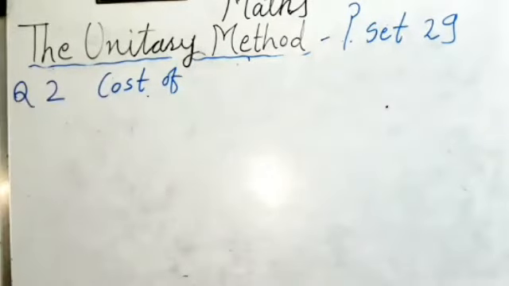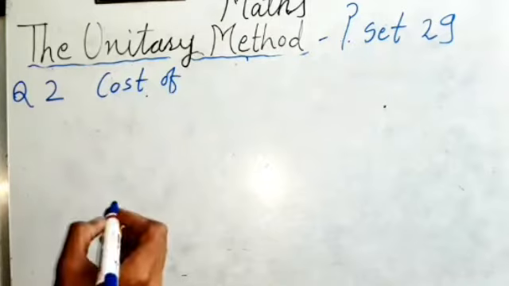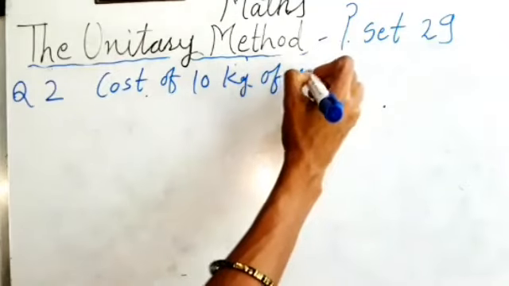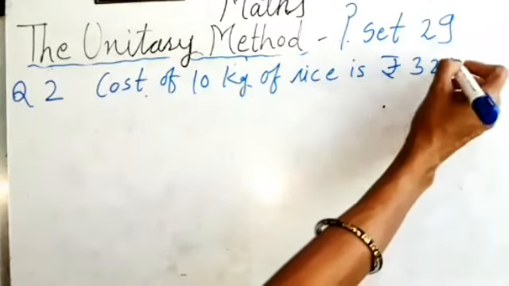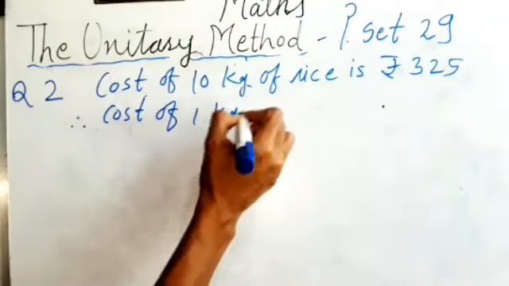Next, question number 2. Find the cost of 8 kg of rice if the cost of 10 kg is rupees 325. So see, first we write what information is given: the cost of 10 kg is rupees 325. So we write the cost of 10 kg of rice is rupees 325. So let us find the cost of 1 kg of rice.